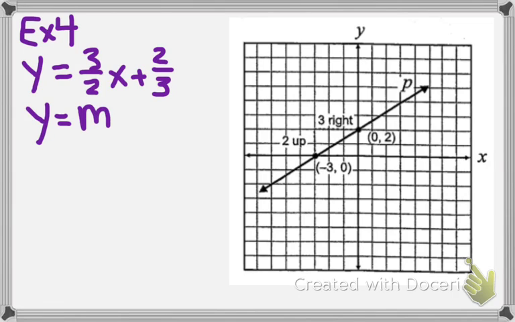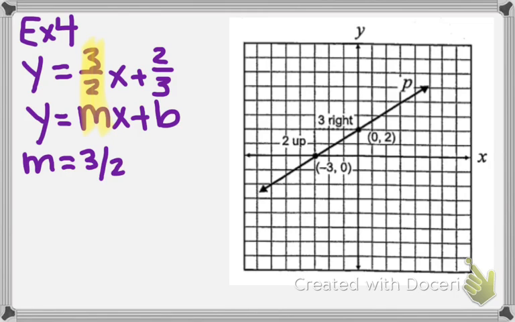Slope-intercept form is y equals mx plus b. I can identify my slope by finding m. m equals 3/2. Step 2. Find the slope of line P. Since we are given a grid, we can easily count up and over to find the slope. We'll count up 2 and right 3.